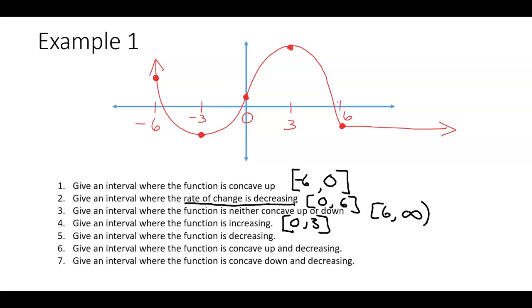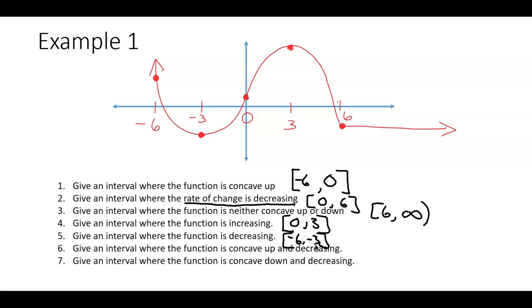Now, where is it decreasing? So that means going in a downward direction. I'm not looking at the boldness anymore. I'm just looking at the direction. So where is it decreasing? Well, I see it's decreasing here. I see it's decreasing here. So either one of those are good places to say the function is decreasing. It doesn't matter which one you put. I'll go ahead and put -6 to -3.